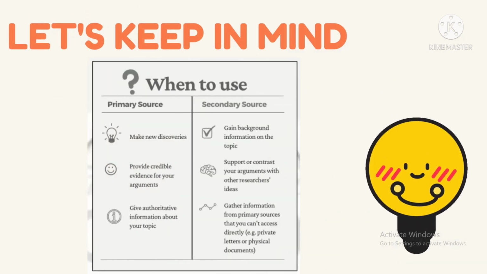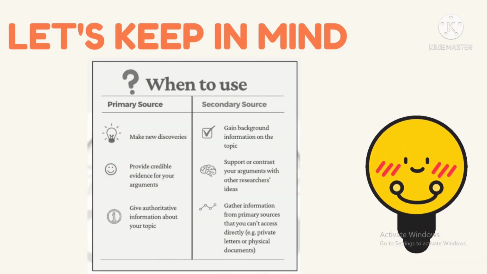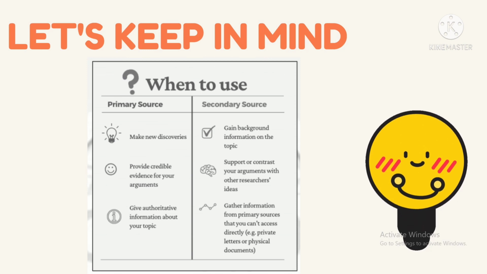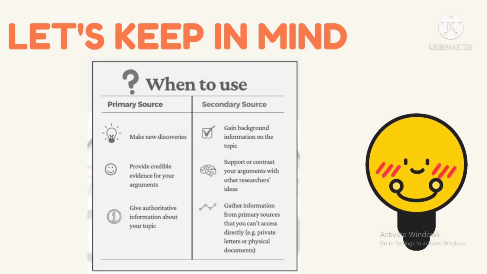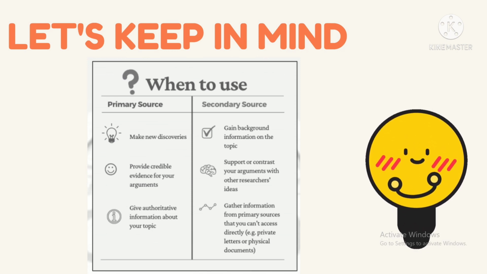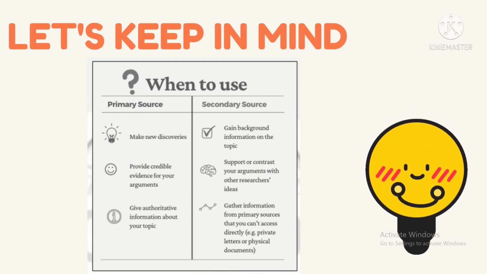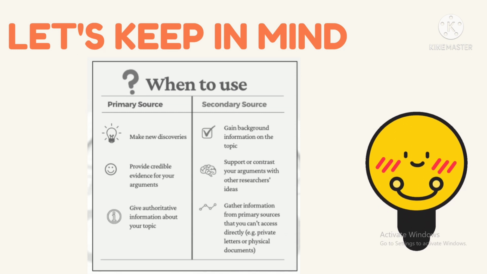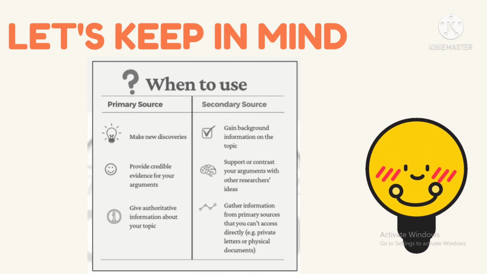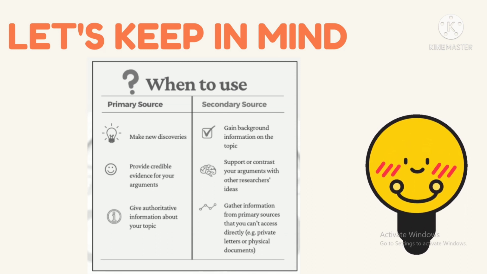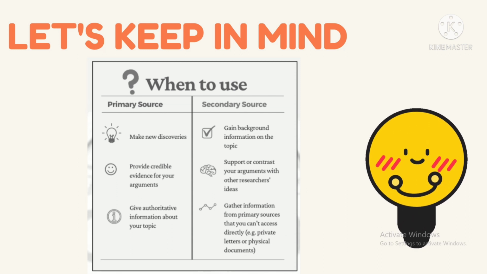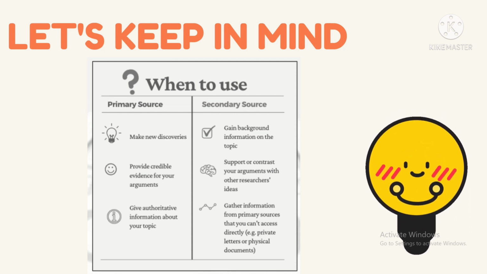Also, we use primary sources if we want to make new discoveries, to provide credible evidence for your argument, and lastly, to give authoritative information about your topic. Whereas, we use secondary sources if we want to gain background information on the topic, to support or contrast your argument with other researchers' ideas, and lastly, to gather information from primary sources that you can't access directly. Examples of these can be private letters or physical documents.